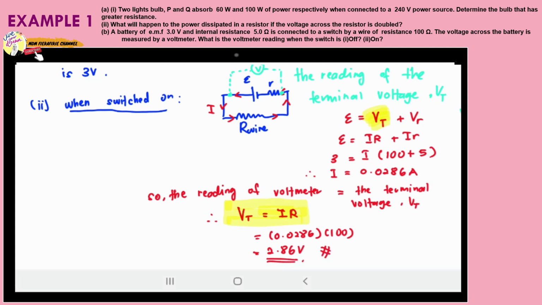So the terminal voltage, or the reading of the voltmeter when the switch is on, is the reading of the terminal voltage, where it's equal to 2.86 volt. Okay, so we finish example 1. Let's proceed to example number 2.